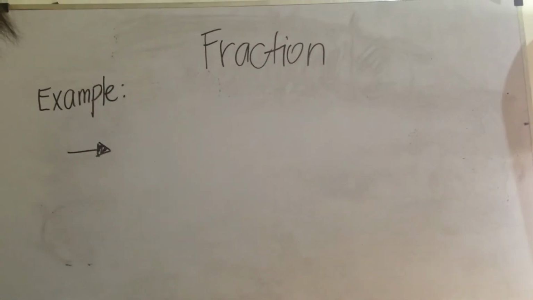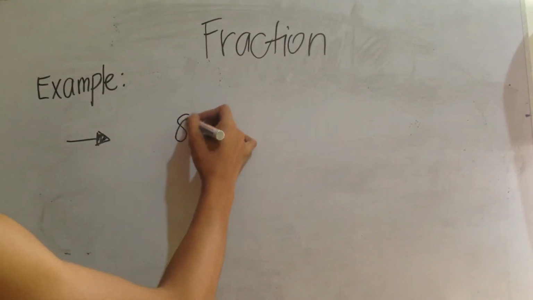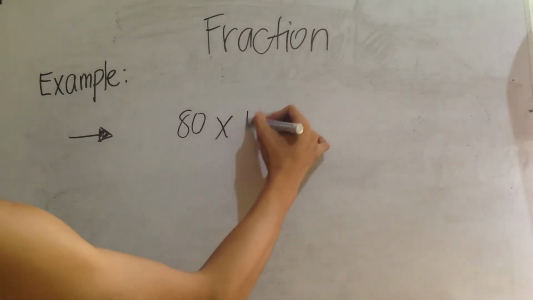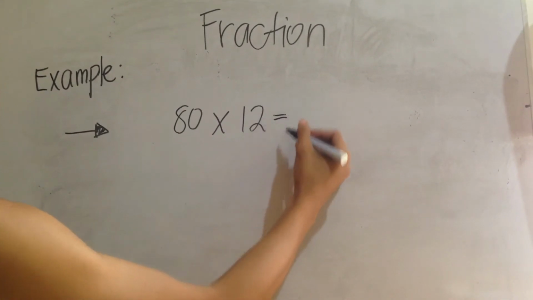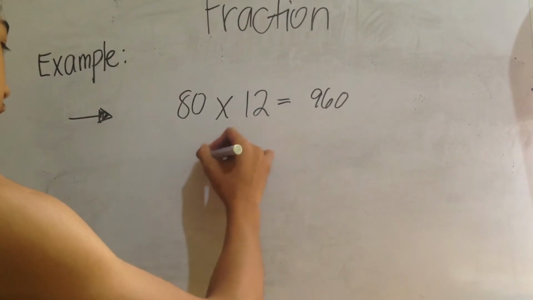Step 2 is to find how much money he received. So 80 is the teddy bears sold, multiplied by 12. So the answer is 960. He received $960.